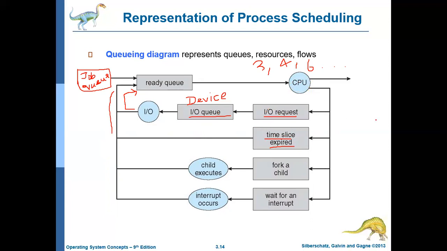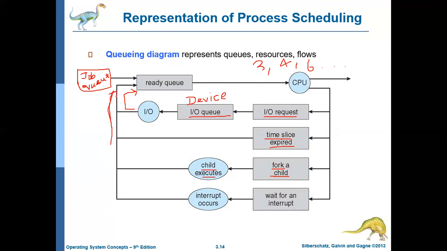Sometimes a running process can create a child process, and child processes are created in Unix using a command called fork. If the running process creates a child process, then it has to wait until the child finishes execution. During that time, it will be in the wait queue. Once the child completes execution, it will go back to the ready queue.